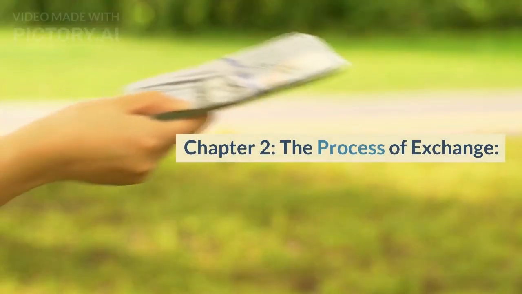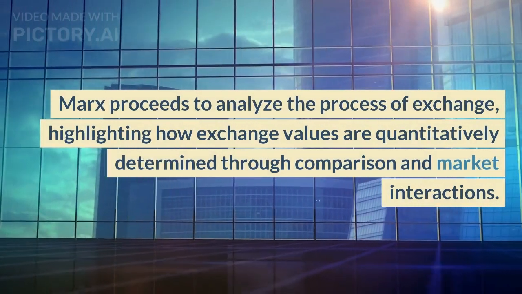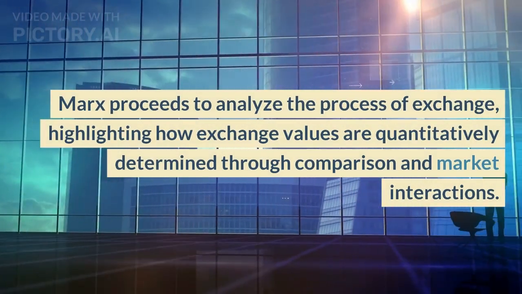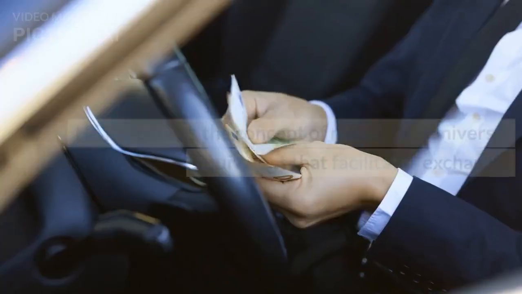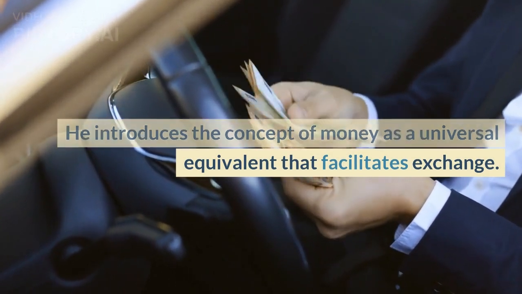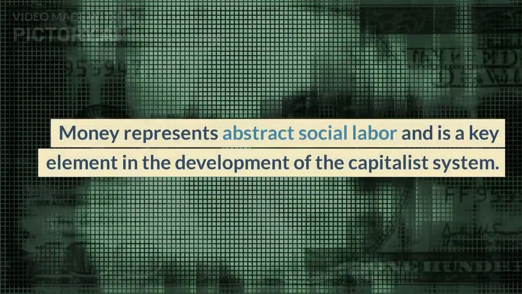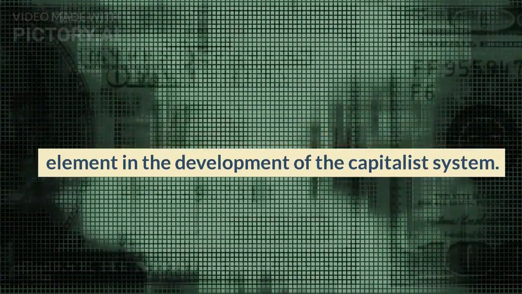Chapter 2, The Process of Exchange. Marx proceeds to analyze the process of exchange, highlighting how exchange values are quantitatively determined through comparison and market interactions. He introduces the concept of money as a universal equivalent that facilitates exchange. Money represents abstract social labor and is a key element in the development of the capitalist system.